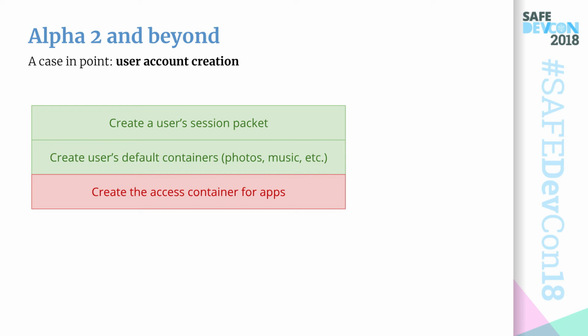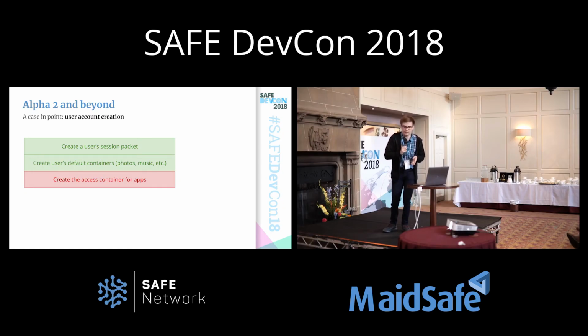Then when a user tries to log in to his account the next time, he could be missing his access container. He could try to create a new account with the same credentials, and he could fail. So how do we fix this operation gracefully?